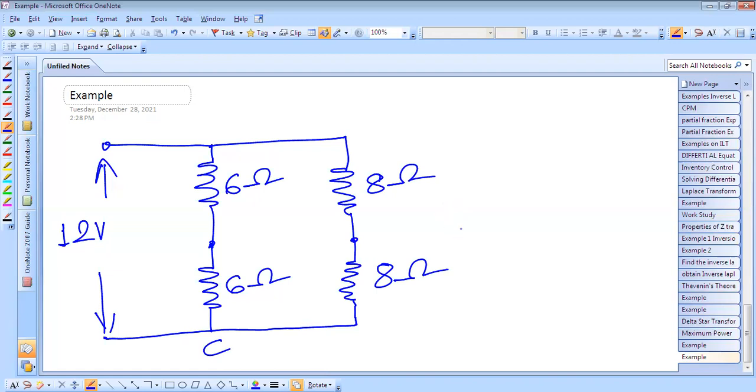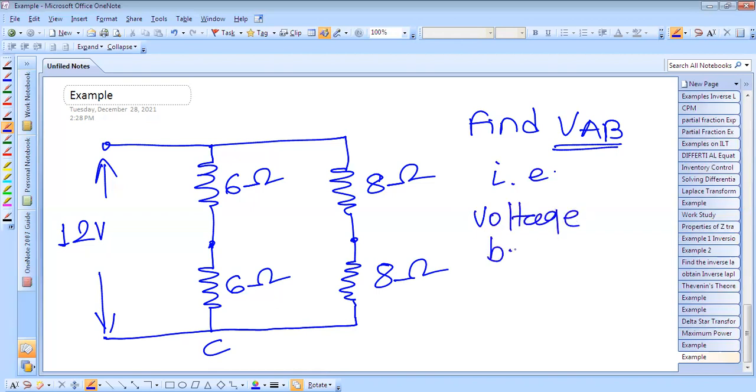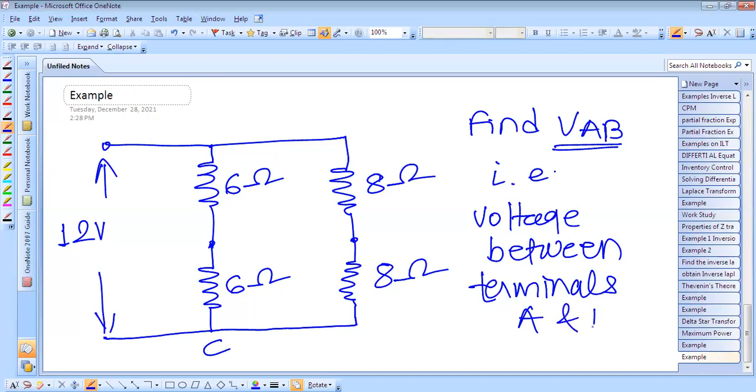So you have to find VAB, that is voltage between terminals A and B. So this is the A terminal and this is the B terminal.